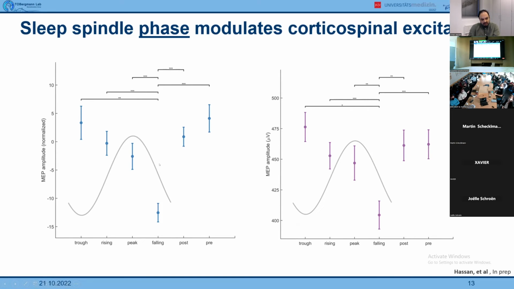Here you see in gray the phase of the oscillation. The left graph is normalized data, and here is the actual raw MEP data. And we were able to see the effects on both levels. Usually in these kinds of real-time phase-triggered studies, results are shown only in normalized form, but in this case we were also able to observe them in the raw MEP data.